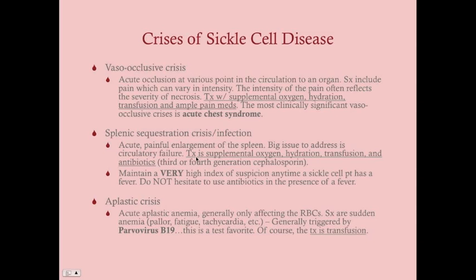That being said, with any infectious disease in patients with sickle cell disease, if a patient with sickle cell disease ever comes in with a fever, you should jump right to antibiotics. Don't hesitate to use antibiotics in a sickle cell disease patient who has a fever. Okay, and then aplastic crisis is just a very acute aplastic anemia. This tends to be triggered by some kind of infection, usually parvovirus B19. These patients come in with pallor, fatigue, tachycardia, all the cardinal signs of anemia. And this tends to only affect the red blood cell line. And the treatment, of course, is going to be transfusion because these patients have a dropped hemoglobin and hematocrit.